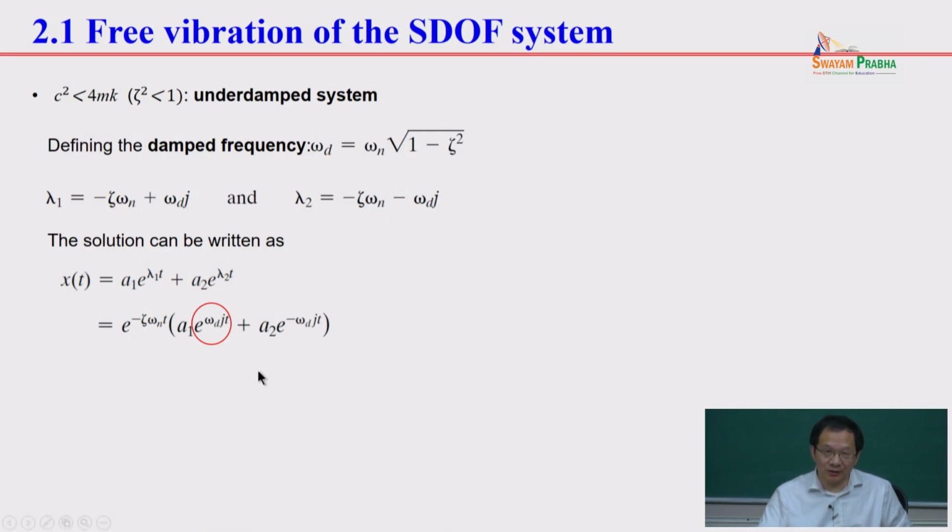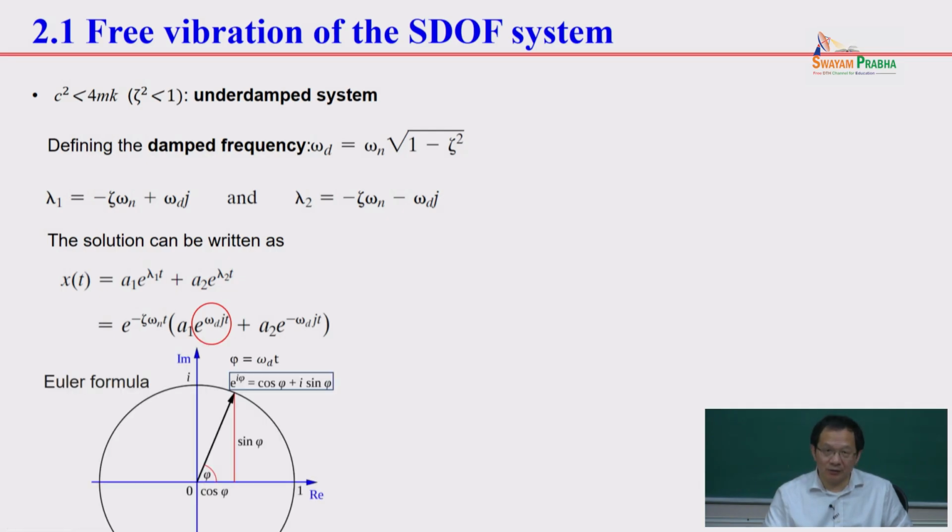Okay, this part is important. What's this part? This part is e to the j omega d times t, right? So this omega d times t looks like a phase, and this point is in rotation, j omega, okay. With time going on, this angle will increase, right? In this Euler formula, this e to the j phase will have a real part, the projection, and an imaginary part.